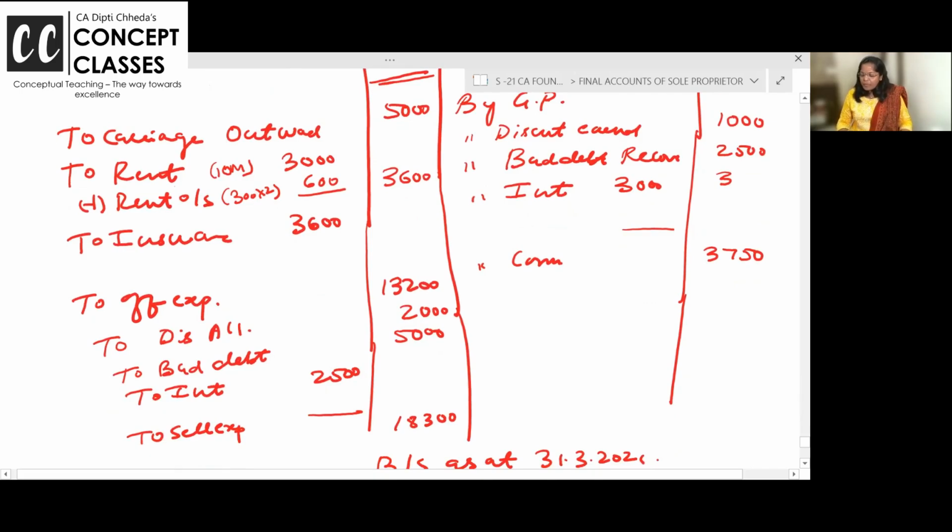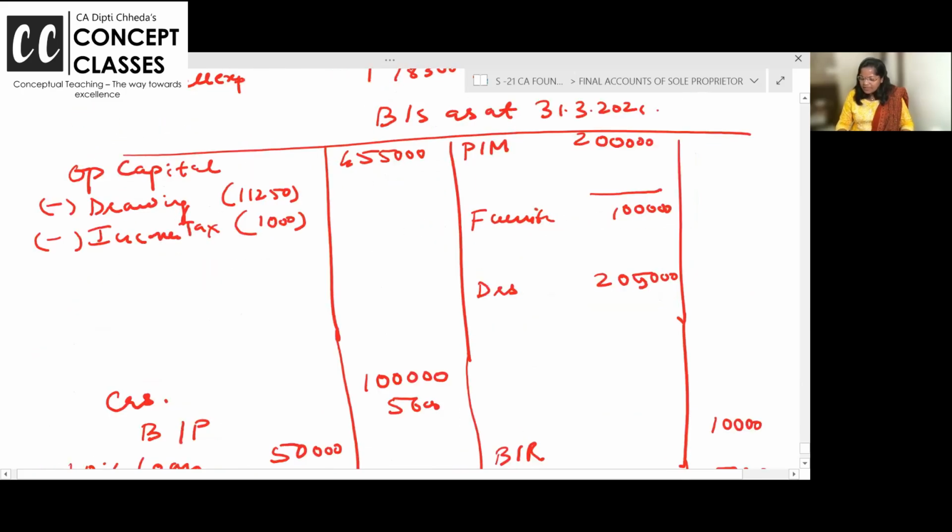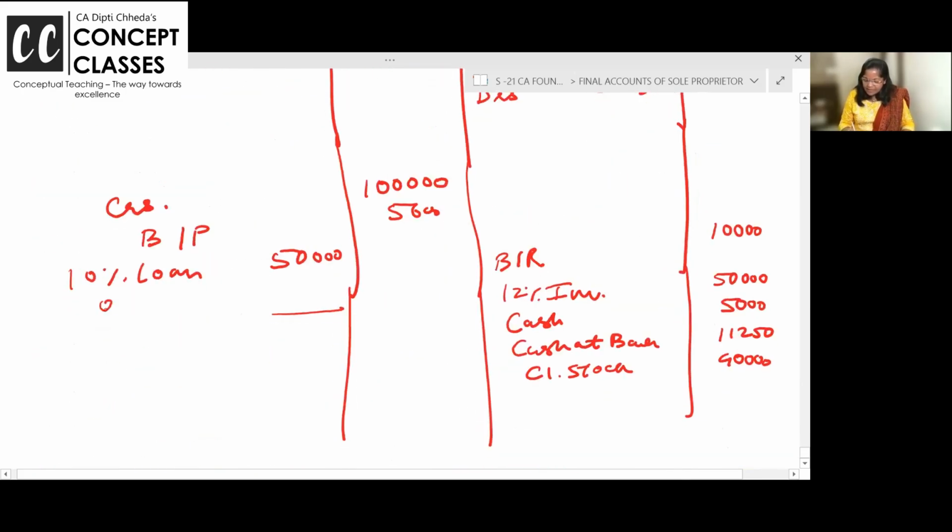Rent account debit to outstanding rent. 3,000 is paid, rent to bank. 600 is not paid. One is added in the expense. Another is liability side we will write. Oh, sorry, after loan. Outstanding rent 600. 600 rupees we have to pay, outstanding rent.